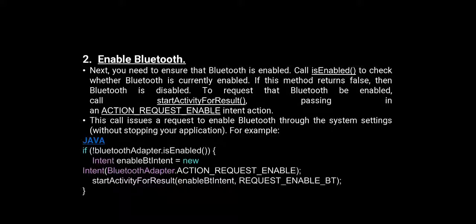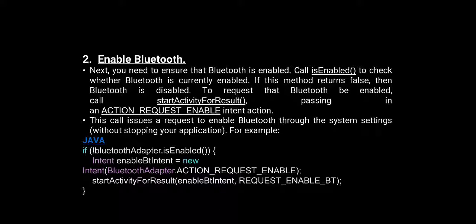Next, you need to ensure that Bluetooth is enabled. Call isEnabled to check whether Bluetooth is currently enabled or not. If this method returns false, then Bluetooth is disabled. To request that Bluetooth be enabled, call startActivityForResult, passing in an ACTION_REQUEST_ENABLE intent action. This call issues a request to enable Bluetooth through the system settings without stopping your application.